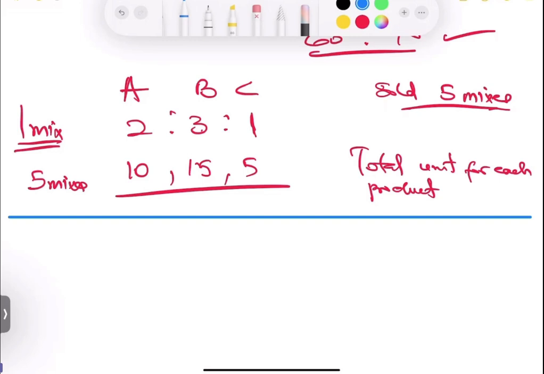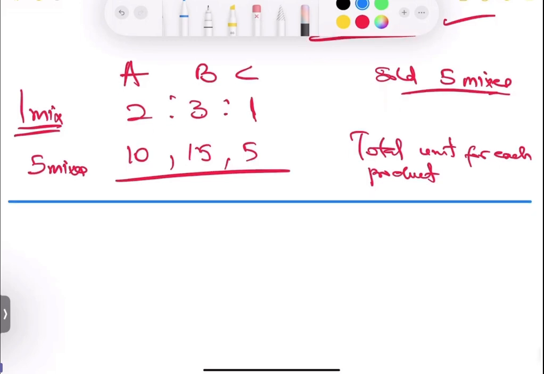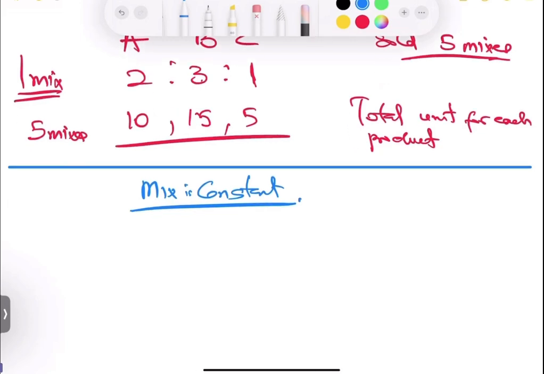So remember what I said. The assumption is that the mix would always be constant. That is the assumption. Which means everything we did yesterday for a single product, we're still going to be doing it today, but instead of talking about units, we'll be using mixes.